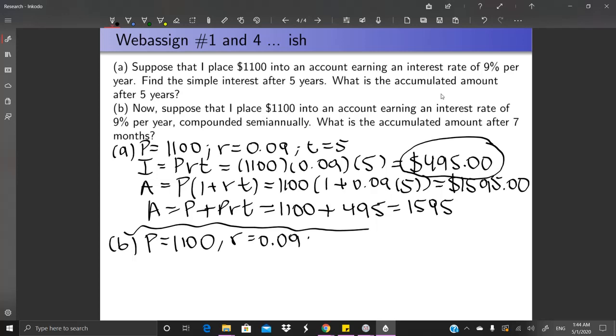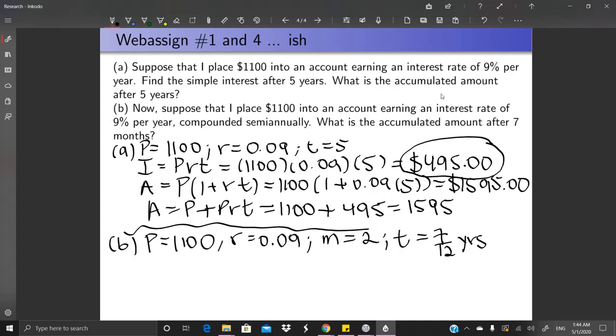So now we know it's compound interest, and we need a few more things. We definitely need to know M. What is the value of M? It's the conversion period. Since it's semi-annually, M is equal to 2. What is the accumulated amount after 7 months? We need to figure out what T is equal to. T is given in years, meaning that 7 months is 7 out of 12 years. So that's the value of T that we want to use.